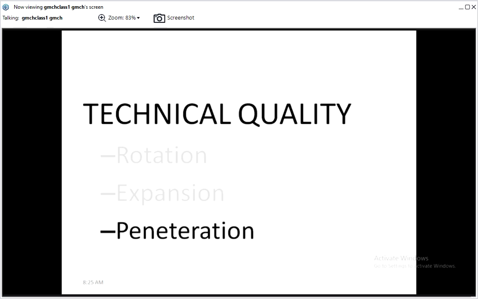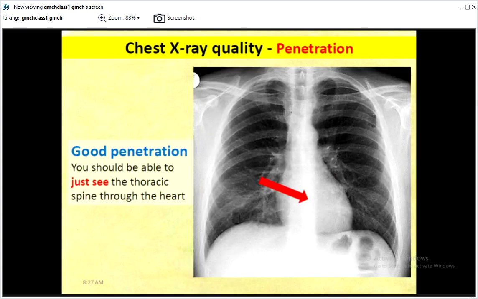The third is penetration. That depends upon how much radiation the person who is doing the X-ray is giving. That is a controlling factor. So what is a good penetration? When you say penetration is of good quality in an X-ray, the word is "just see". So you should be able to just see the thoracic spine through the heart. Okay. So this is how you will say that this is a well penetrated film.